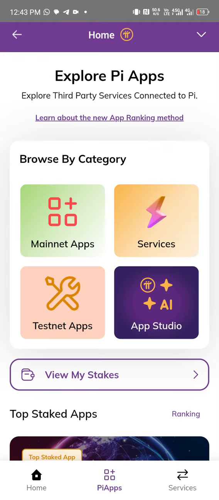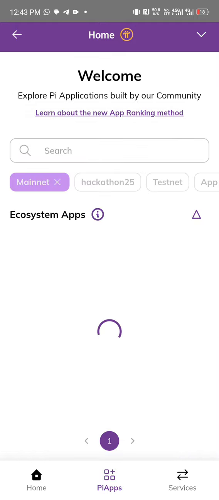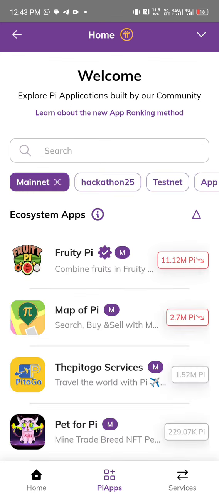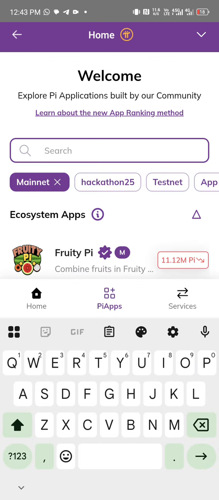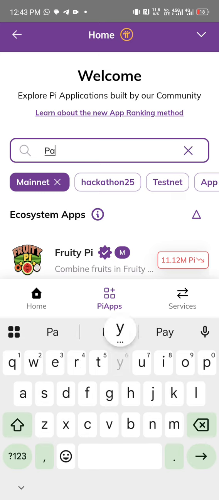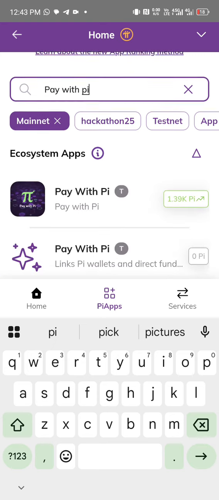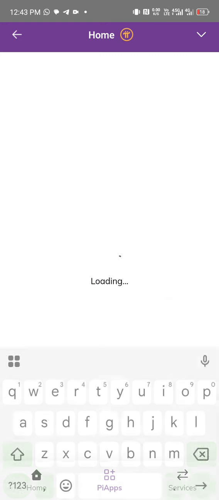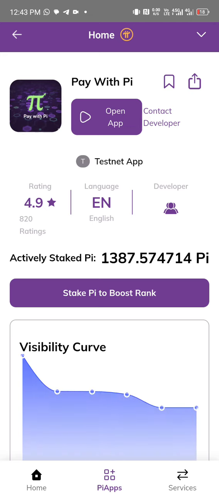Go to mine apps and click Pay with Pi. Pay with Pi, then search. This is the application. So open it.